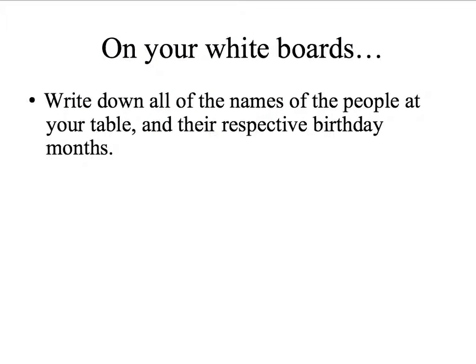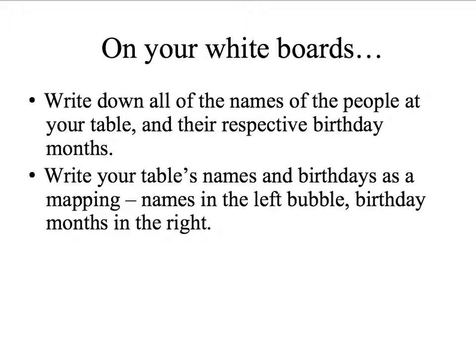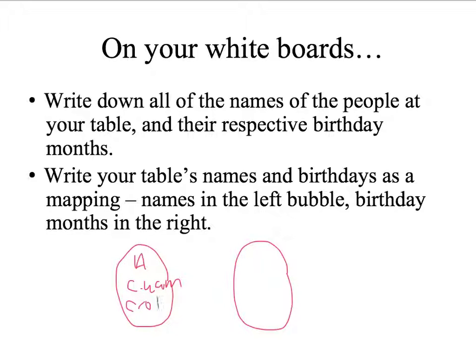Okay, so an example we did in class today was writing down all the names of the people at your table and then their respective birthdays, and then we wrote down the names and the birthdays as a mapping. So, for example, let's say at my table there was Ayton, Cunningham, Croto, and we'll call that good.